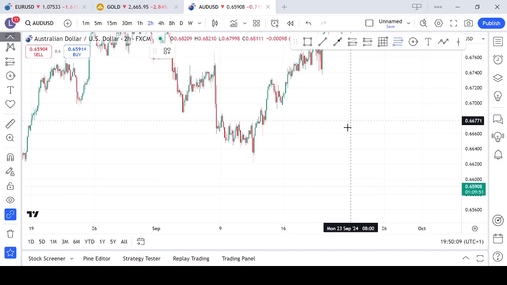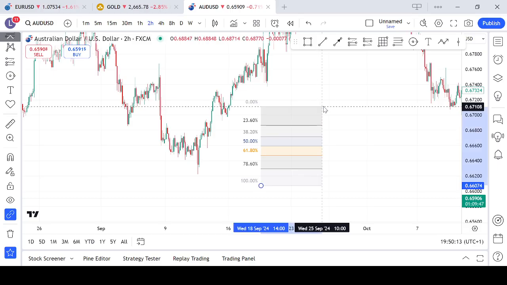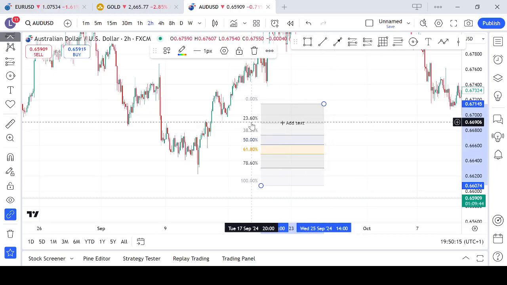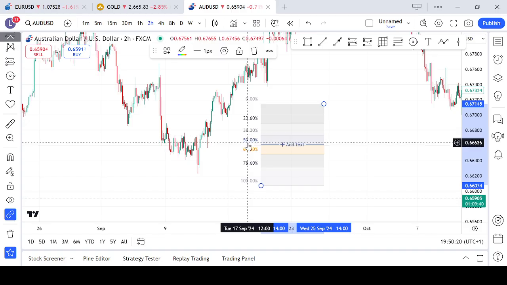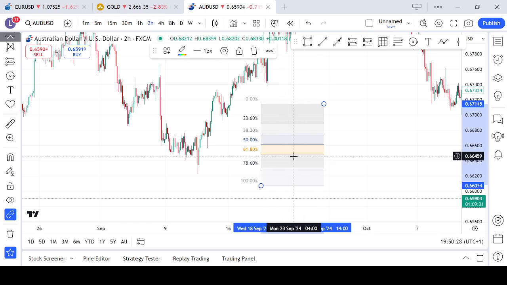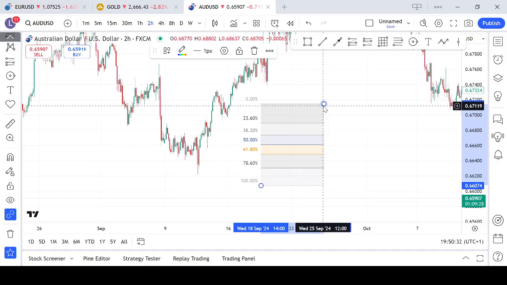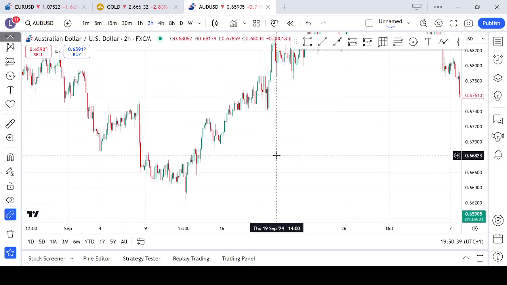Let me just draw the Fibonacci here. So this is the Fibonacci. Key levels are the 23.6%, the 38.2%, the 50%, the 61.8%, and the 78.6%. These levels are plotted as horizontal lines, as you can see on the chart, connecting a significant high and low point, or swing highs and swing lows. So let me just show you that on the chart.